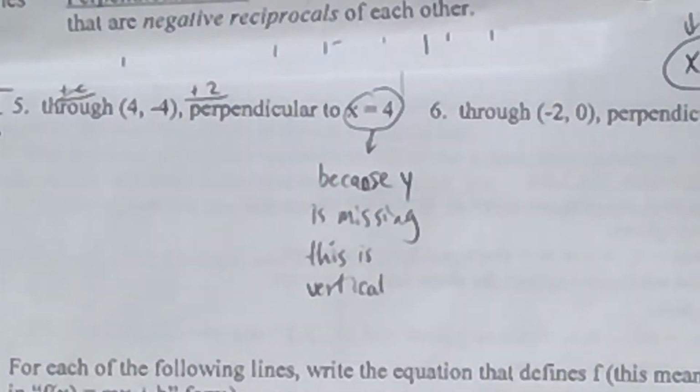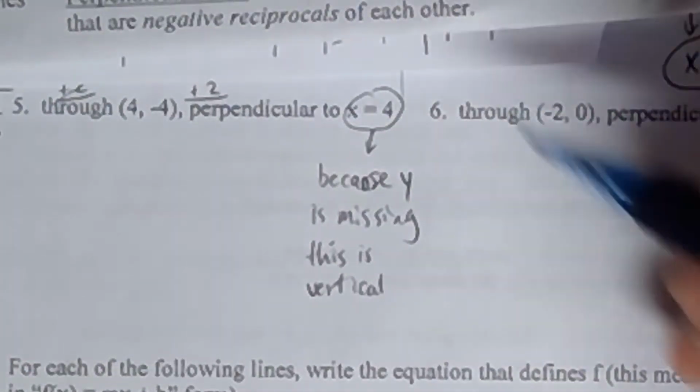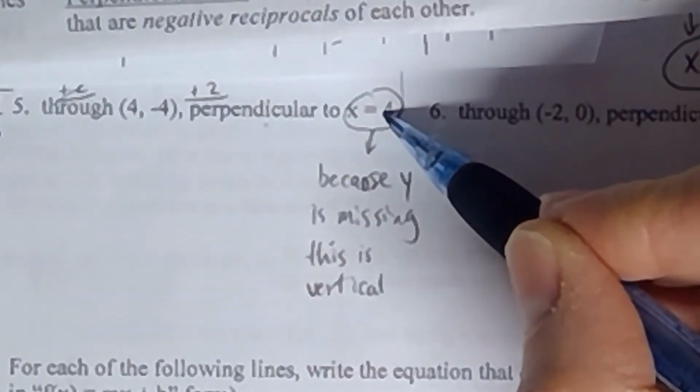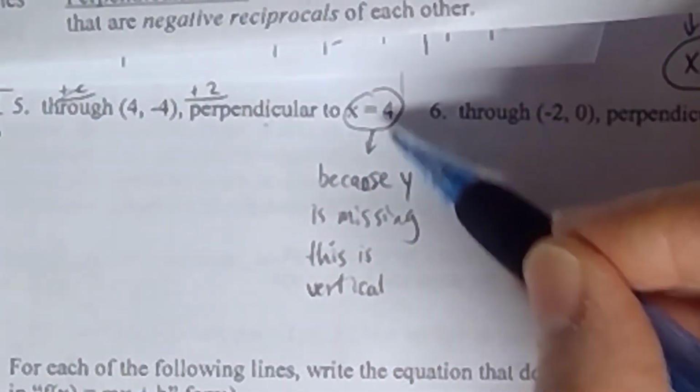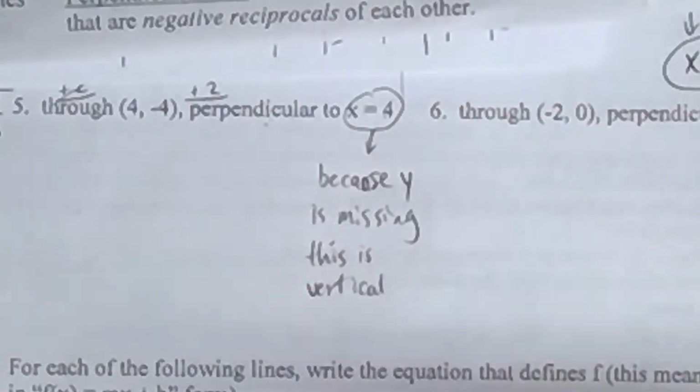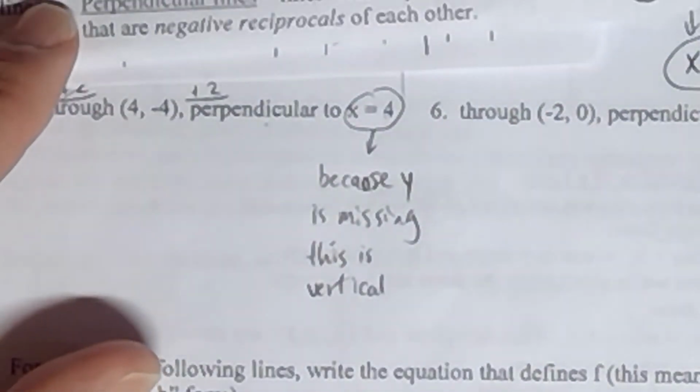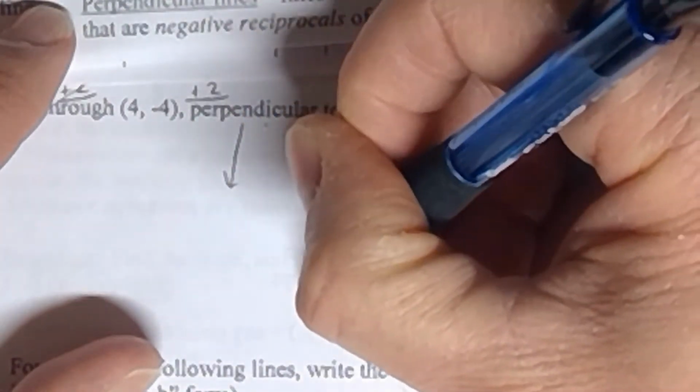Now, here's the thing, you guys. If it says that it's perpendicular to a vertical line, perpendicular to this line, which is vertical, what must be the line that we're trying to find then? What's perpendicular to a vertical line? What's perpendicular to a vertical line is a horizontal line.